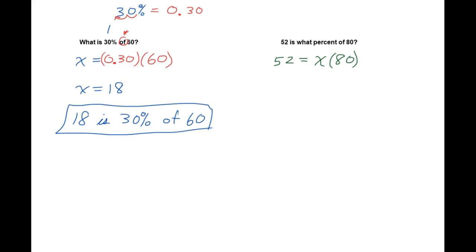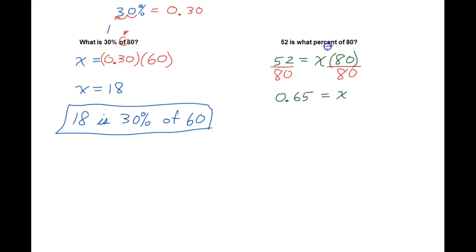To solve this equation, let's divide each side by 80. I'll show that. 80 is being multiplied by x. So to get x by itself, let's divide each side by 80. And we get as an answer 0.65. So 0.65 equals x.